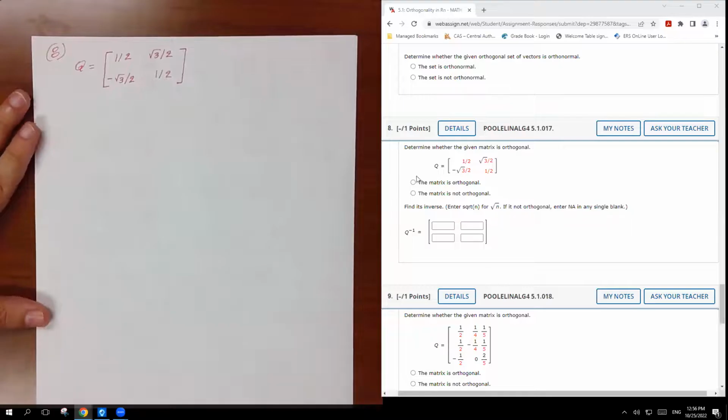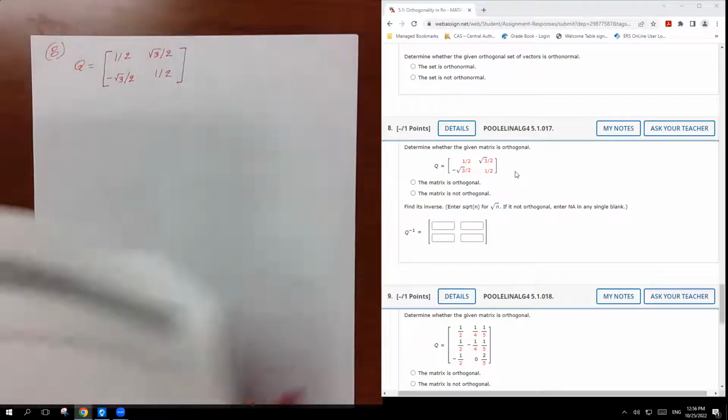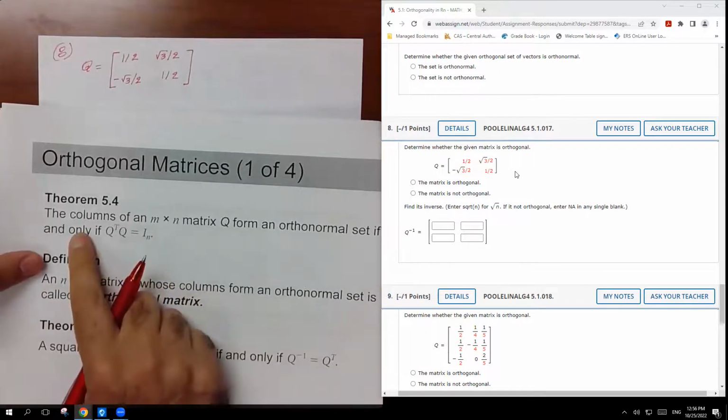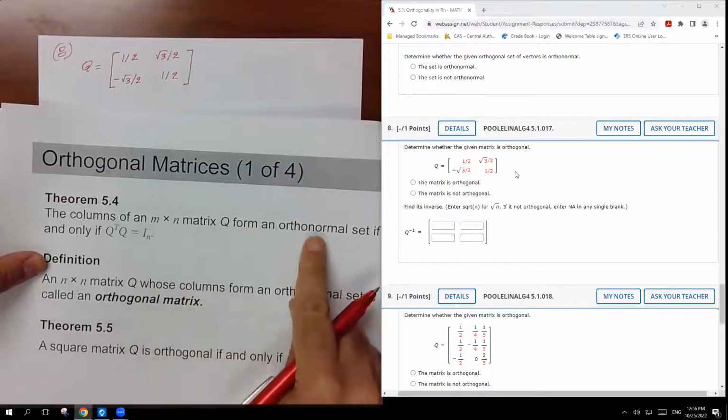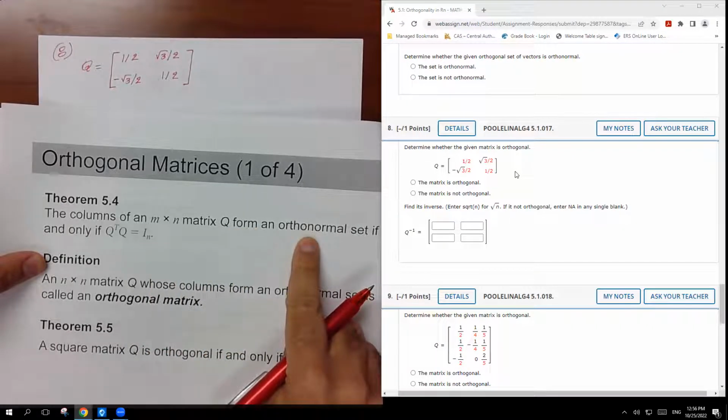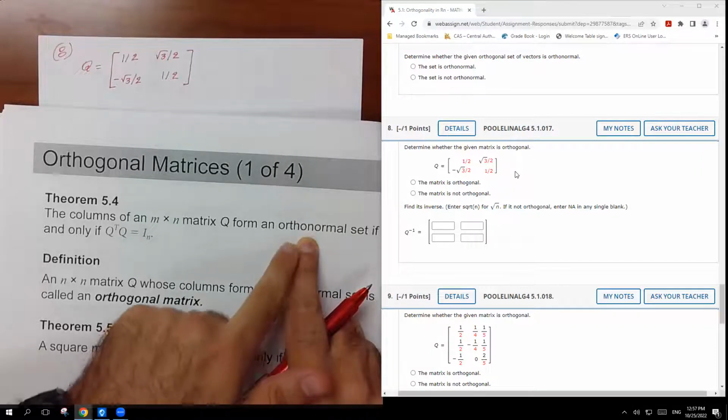So they're telling you determine whether the given matrix is orthogonal. How are we going to check that? There is a theorem that says the columns of an M times N matrix Q form an orthonormal set. Orthonormal set means the dot product of these two columns equals 0, and the length of each column is equal to 1, because it's orthonormal.